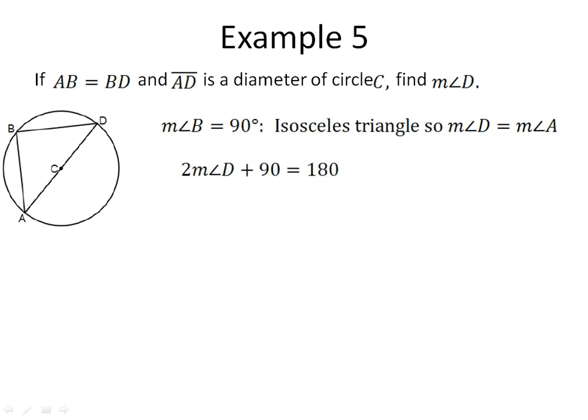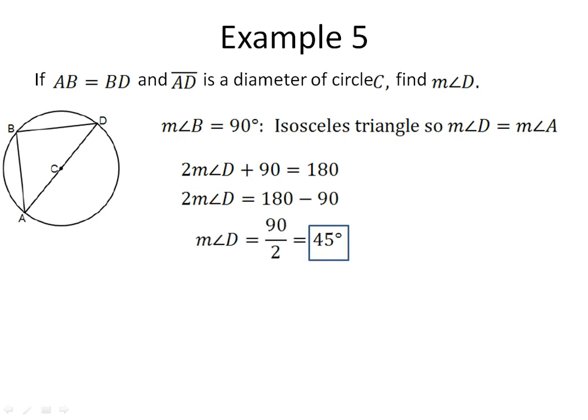Okay, so 2 times the measure of angle D plus 90 has to equal 180. So we subtract the 90 from both sides. So 2 times the measure of angle D is equal to 90. So the measure of angle D is equal to 90 over 2, which is equal to 45 degrees.